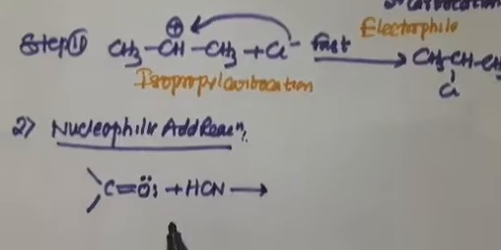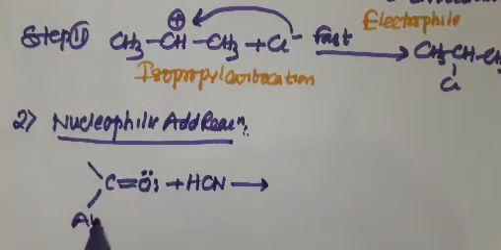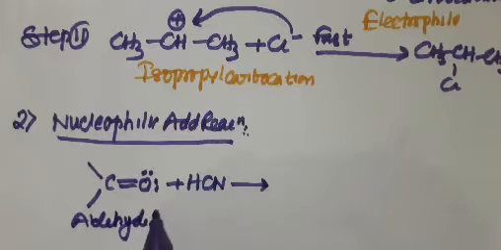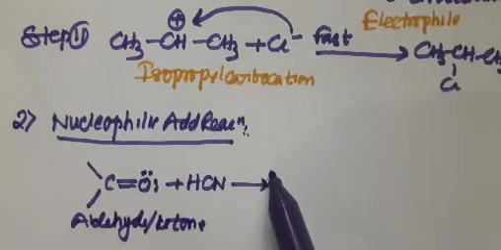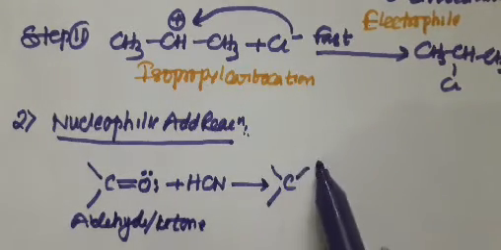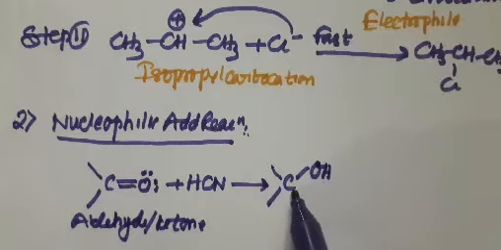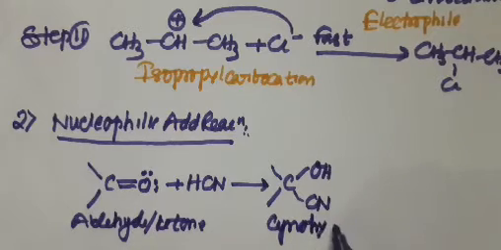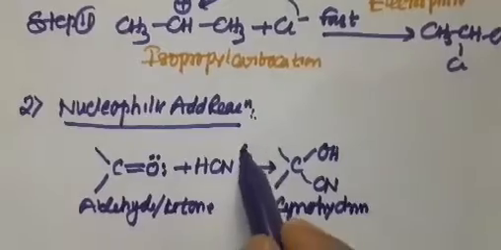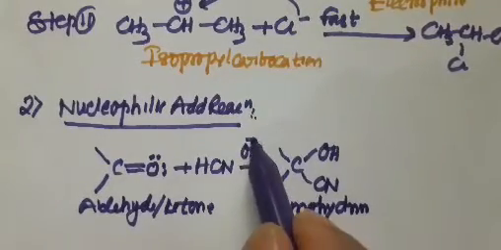Carbonyl compound, may be aldehyde or ketone, interacts with the hydrogen cyanide and results in the formation of such type of compound. This is known as cyanohydrine, and the reaction occurs in presence of alkali.